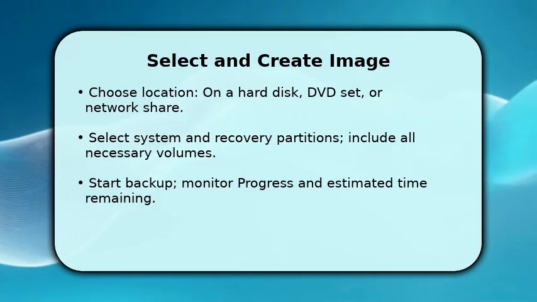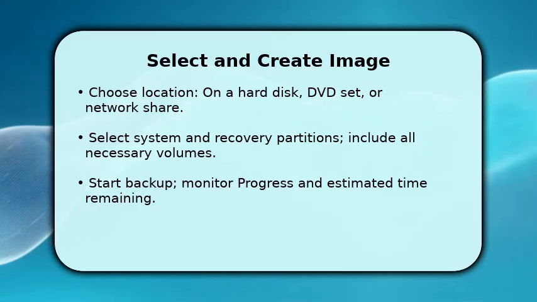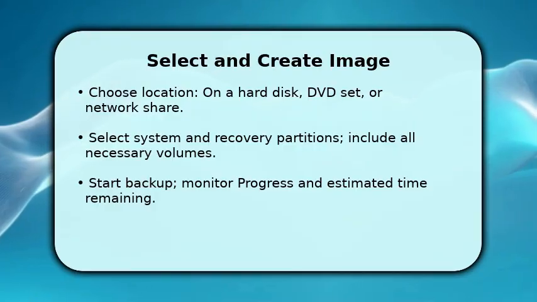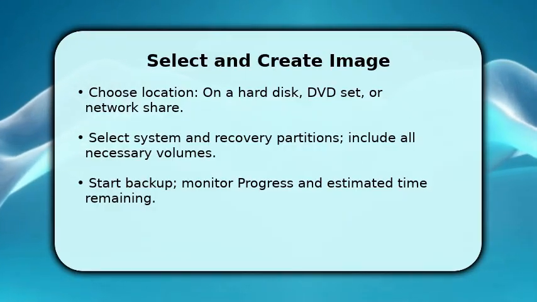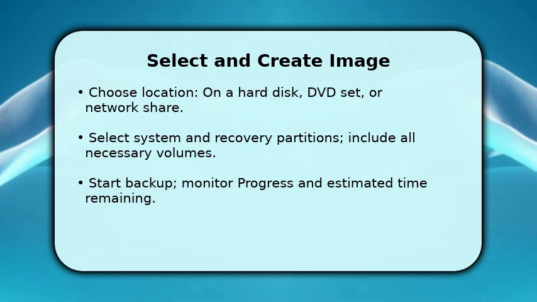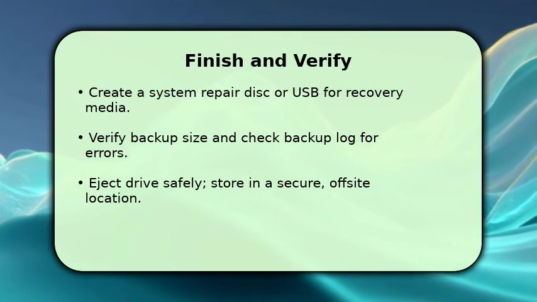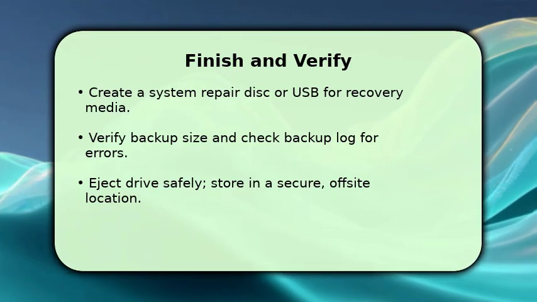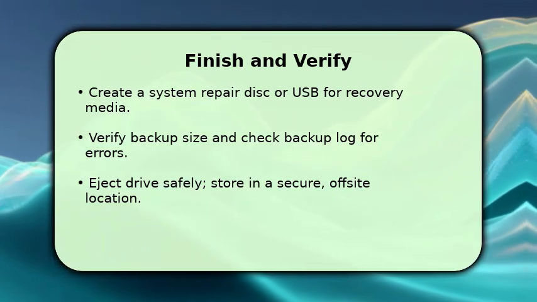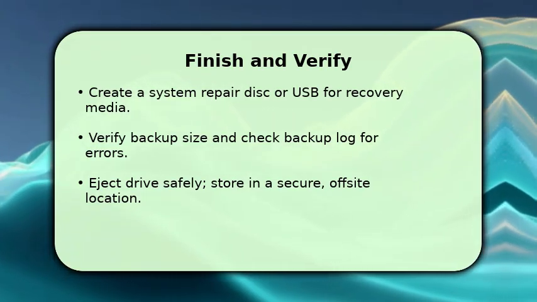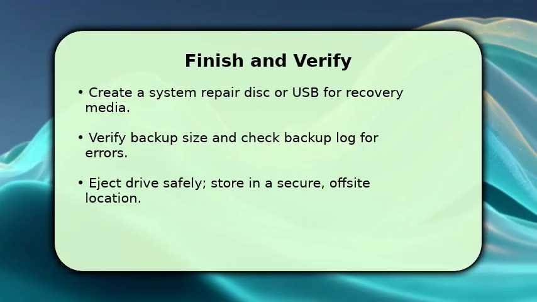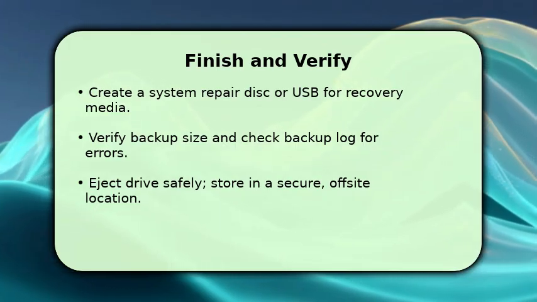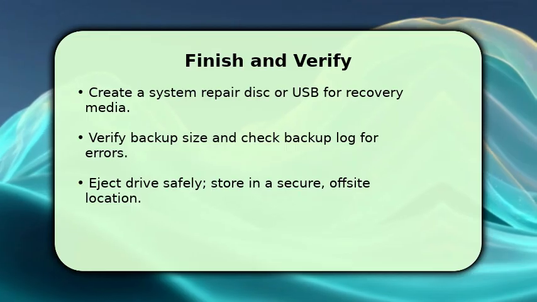Windows uses volume shadow copy to capture live files. Watch the progress bar and estimated time while it runs. You finish by creating recovery media and verifying the image integrity. When the backup completes, choose Create a System Repair Disk or make a bootable USB so you can restore the image later. Then check the backup log in Event Viewer or Backup and Restore to confirm no errors and note the final size. Safely eject and label the drive and place a copy offsite if possible.